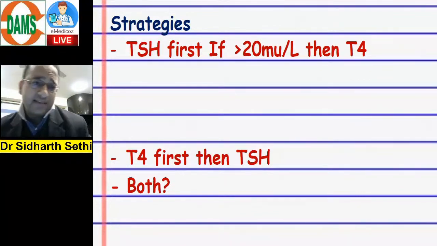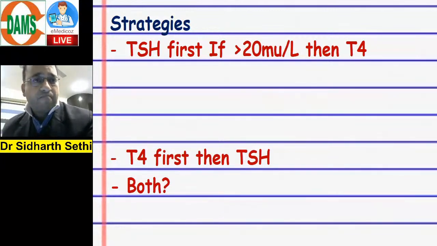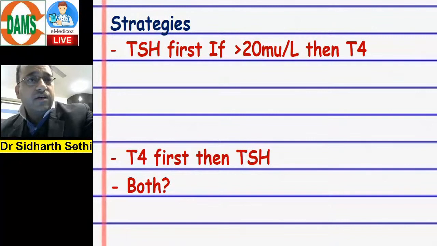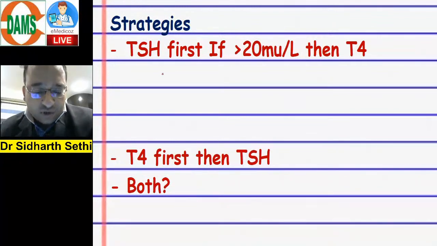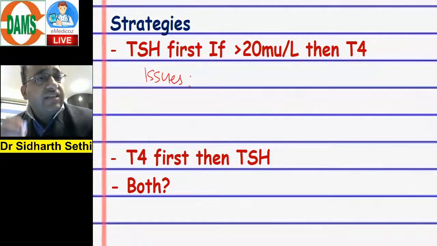Every strategy has some issues. If you do a TSH first, and if it is high, you do T4. Now there are some conditions in which TSH can be normal. So what are the issues with the first strategy? There are some conditions in which TSH is normal.